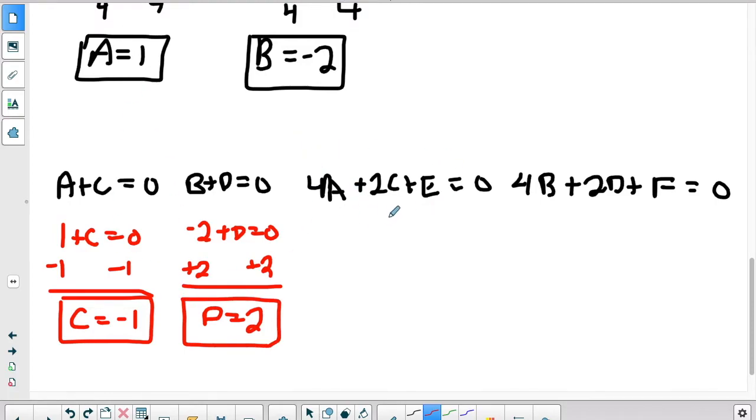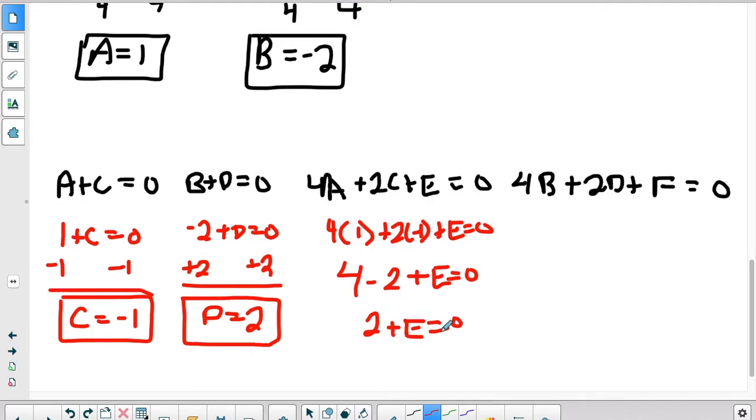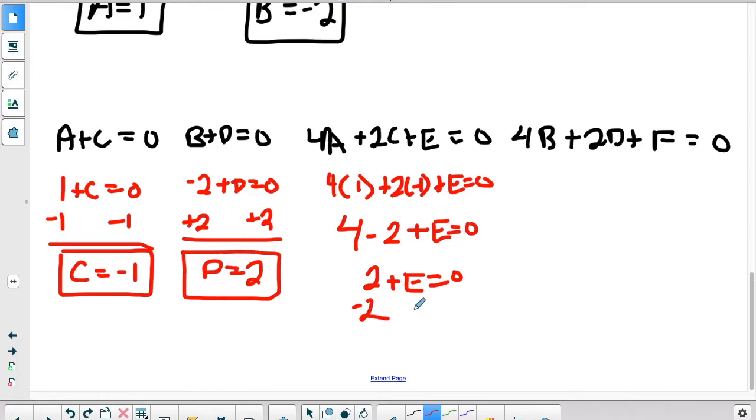Now I'm up to 4, so when we look at this here, I have a, okay, I have c, and I can solve for e. So I have 4 times 1 plus 2 times -1 plus e equals 0. So that would be 4. 2 times -1 is -2 plus e equals 0. Well, 4 minus 2 is 2 plus e equals 0. So we can subtract 2 from both sides, and we get e is equal to -2.